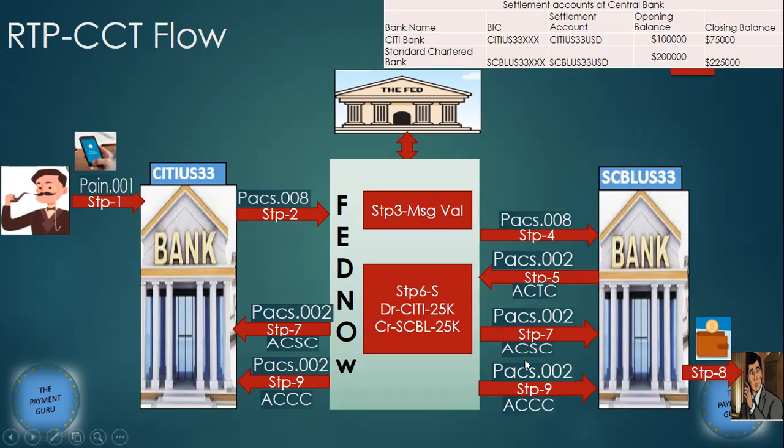The other one is ACSC, which the FedNow system would send out, which means that account posting is completed. That means the settlement has happened to the master account.